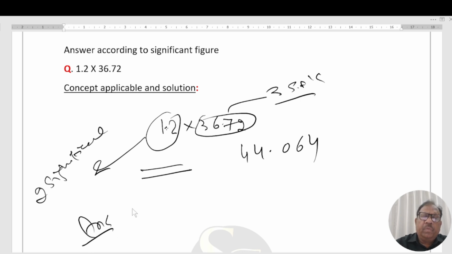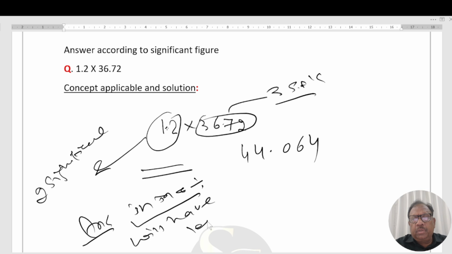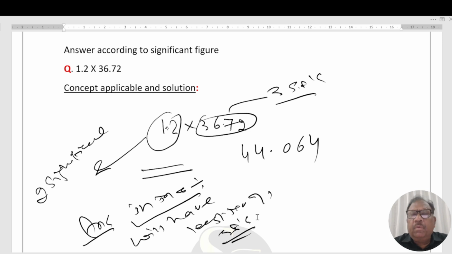Answer in multiplication and division will have the least number of significant figures according to the given parameters. इनमें लीस्ट कौन सा 2 है, तो इसमें 2 सिग्निफिकेंट फिगर्स आएंगे. तो 2 में क्या आएगा 44.